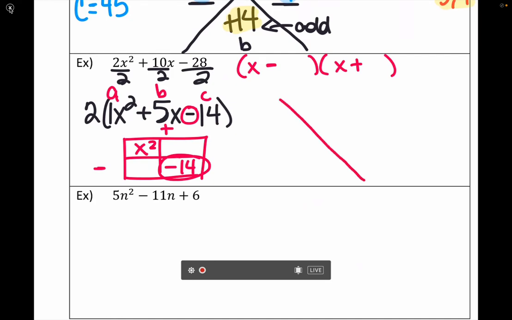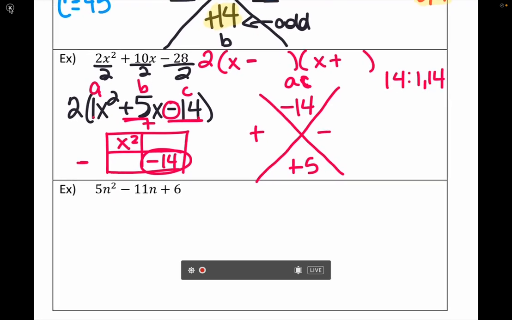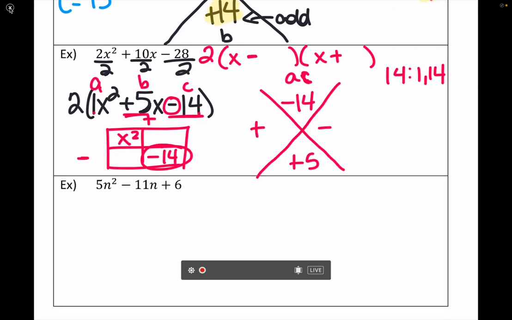So I'm going to draw my cross puzzle, right? A times C. I am going to put that 2 I took out at the front there so I don't forget. A times C. So 1 times negative 14 is negative 14. B is a positive 5. I know my signs have to be different. So now when I list my factors of 14, one is going to be positive, one's going to be negative. We're going to have to figure that out. But we need to subtract to get this 5. So 1 and 14 and 2 and 7.